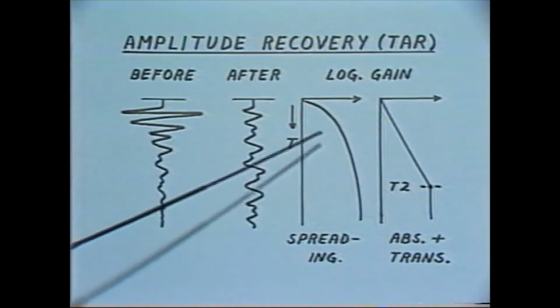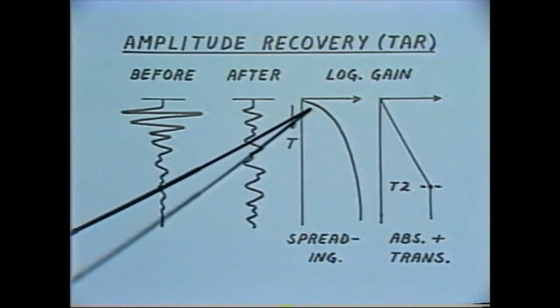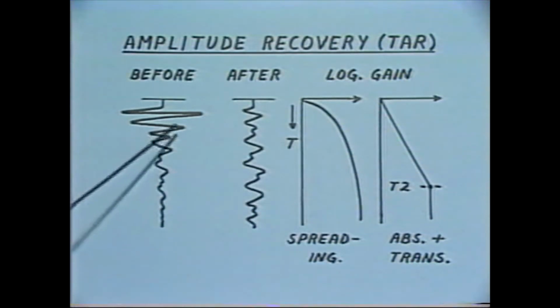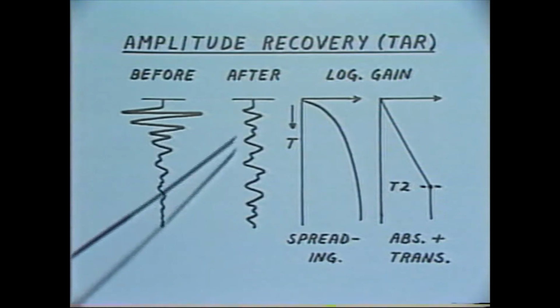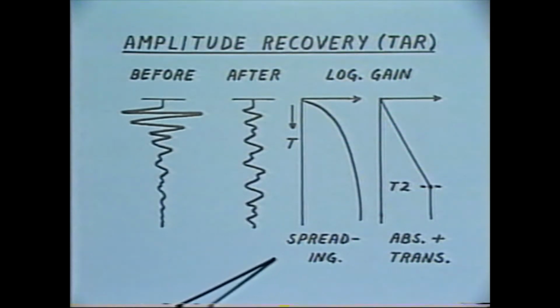So the combined effect of these two corrections is, of course, an increase or relative increase in amplitude with time, which corrects for this situation and produces traces which should show reflections of similar amplitudes at the bottom of the trace to what we saw at the top of the trace.